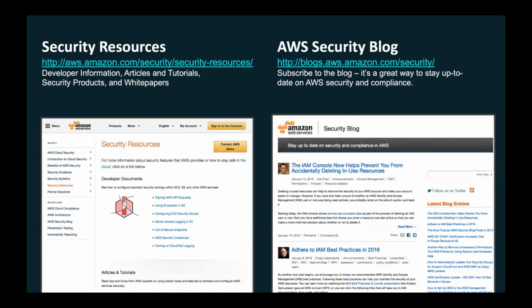I love the security blog. It goes deep into a lot of current-day issues and provides a lot of cool solutions for how to implement security in your infrastructure.